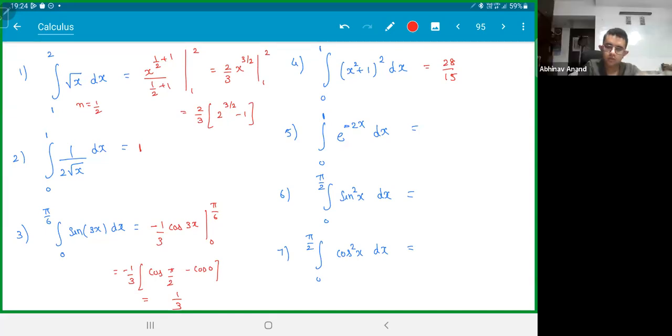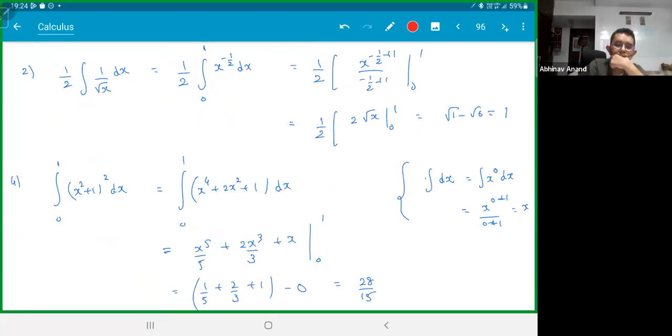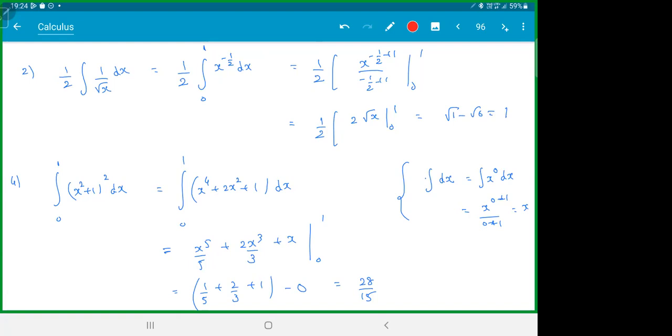Can you show the working for the fourth one? Fifth one is easy. Clear? Yes.